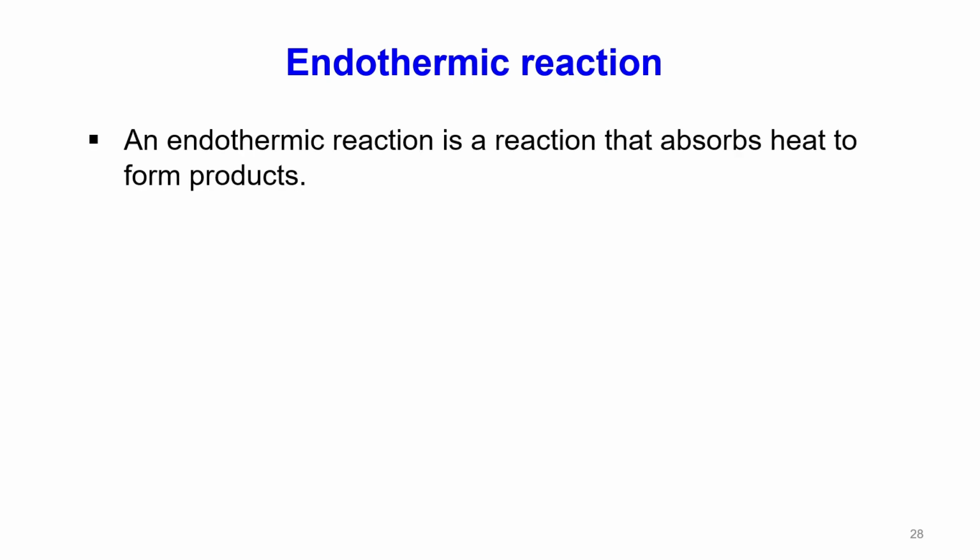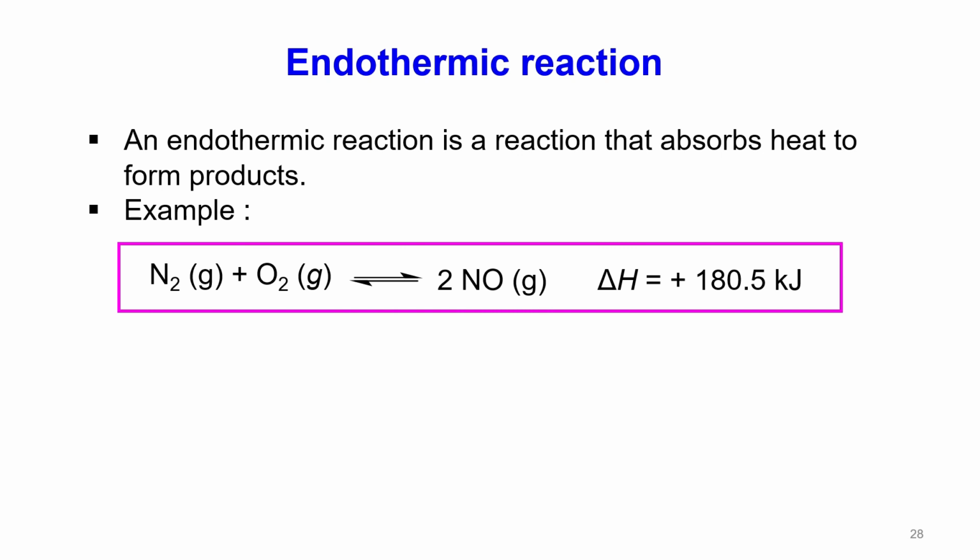So endothermic reaction. An endothermic reaction is a reaction that absorbs heat to form products. For example, we have nitrogen and oxygen will produce 2NO. And delta H is positive. Positive meaning that heat is absorbed.